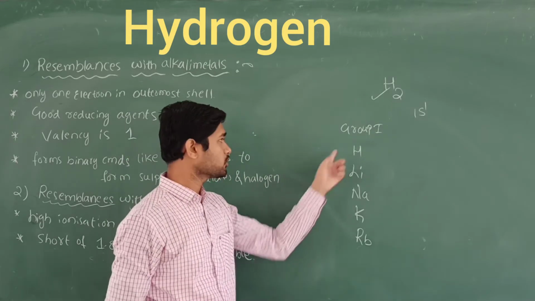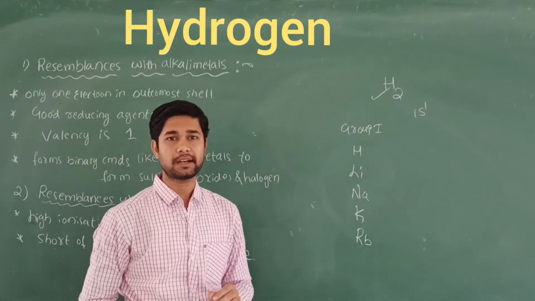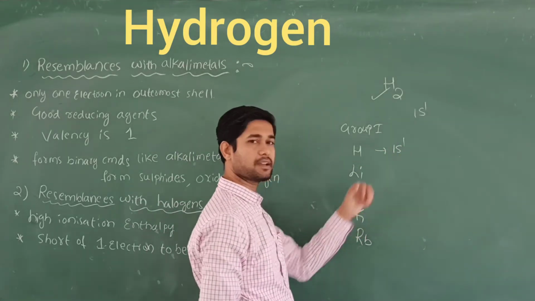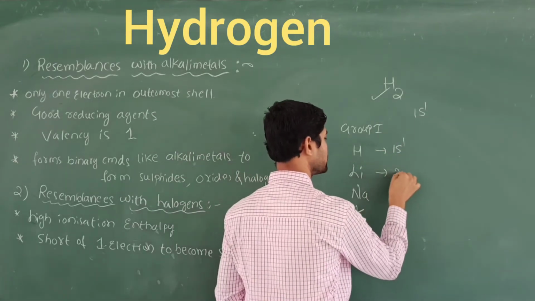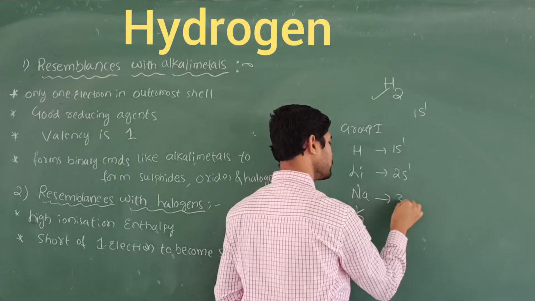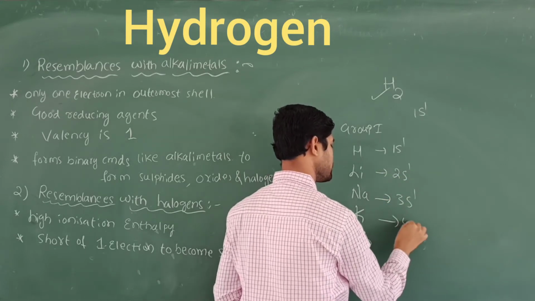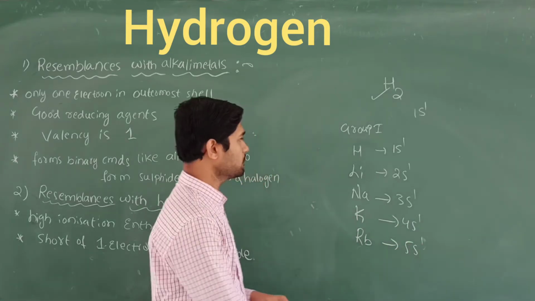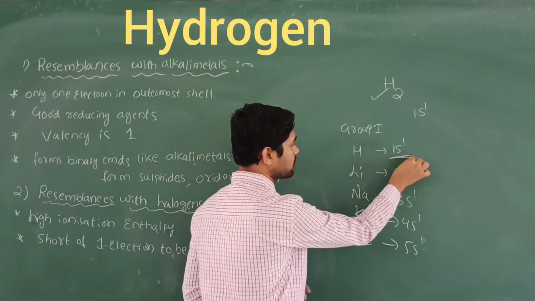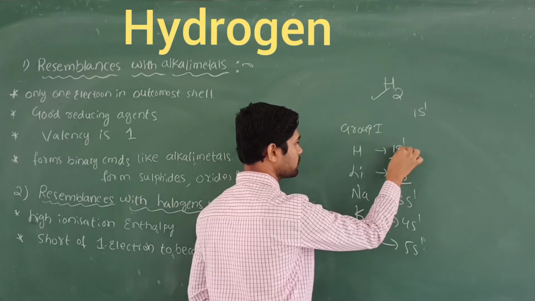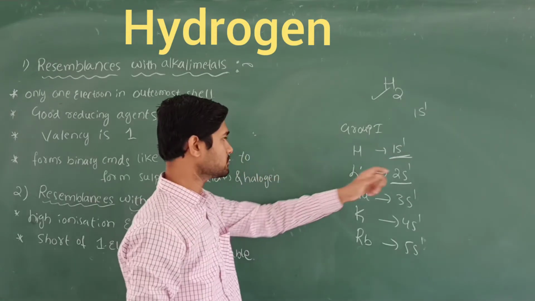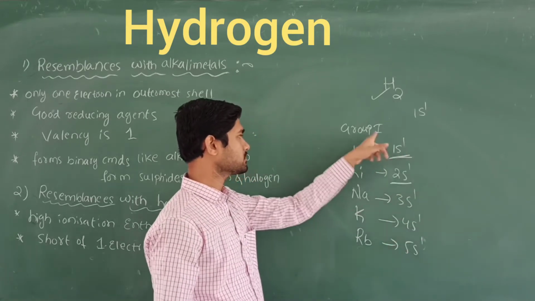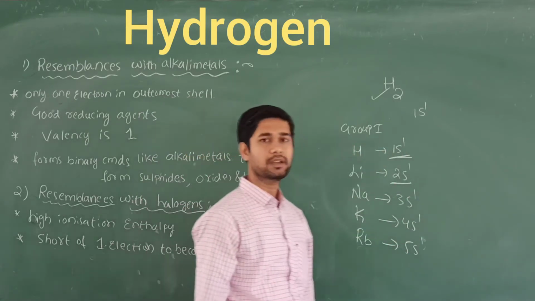Why have they been placed in group 1? Because their outermost shell contains only one electron. Hydrogen has 1s1, lithium has 2s1, sodium has 3s1, potassium has 4s1, rubidium has 5s1. Because of this same pattern, the last electron enters the s orbital, so one electron will be there. That's why they come under group 1, which is called the alkali metals.